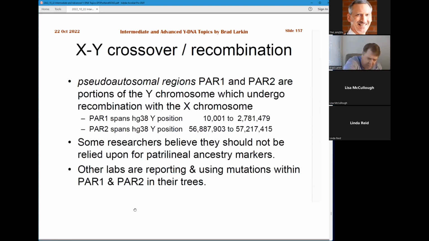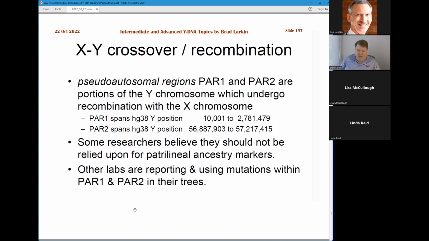XY crossover recombination. In our idealized world, the Y chromosome part doesn't recombine with the X, therefore it's always a true signal of ancestry. All the mutations we see must be things that happen in some ancestor. But there are pseudo-autosomal regions, PAR1 and PAR2, where we seem to see some recombination with the X chromosome.